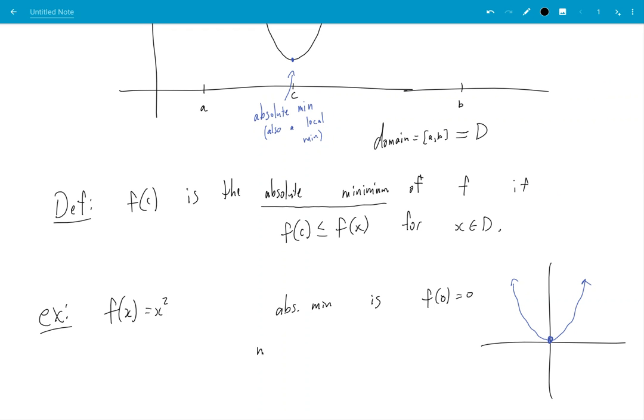And there is no absolute max, right? Because over here I haven't restrained the domain at all. So this function can get as large as I want.